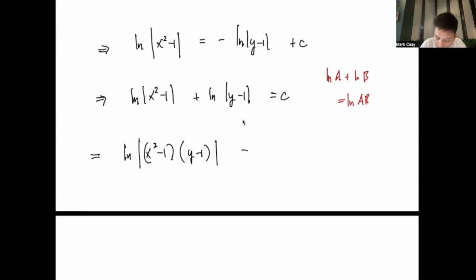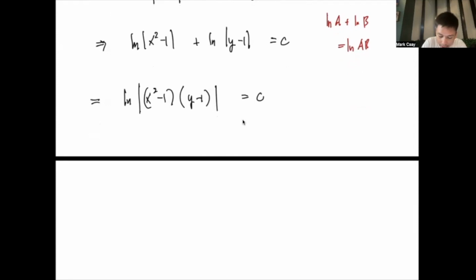And this is equal to c. So if we want to remove this ln, that means I'll take the exponential of both sides. So this is x squared minus 1, y minus 1, raised to, equals e raised to c. And remember, this is the same modular class lang naman. Naka-absolute value pa yan. And then, pagtatanggalin natin yan, magiging plus or minus.